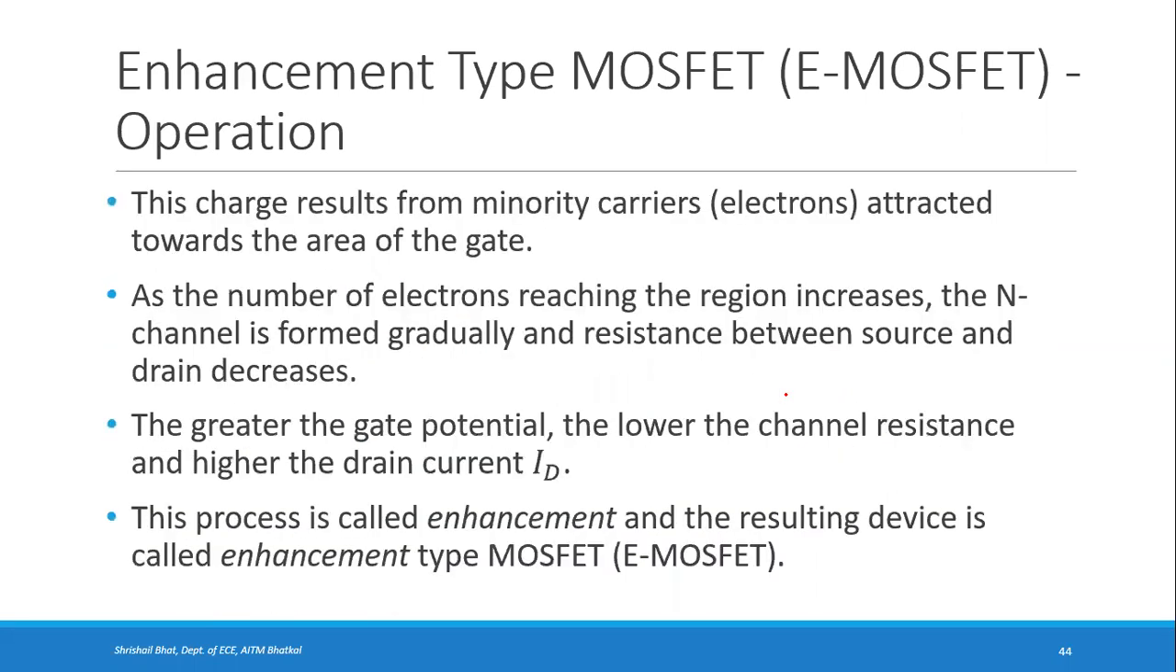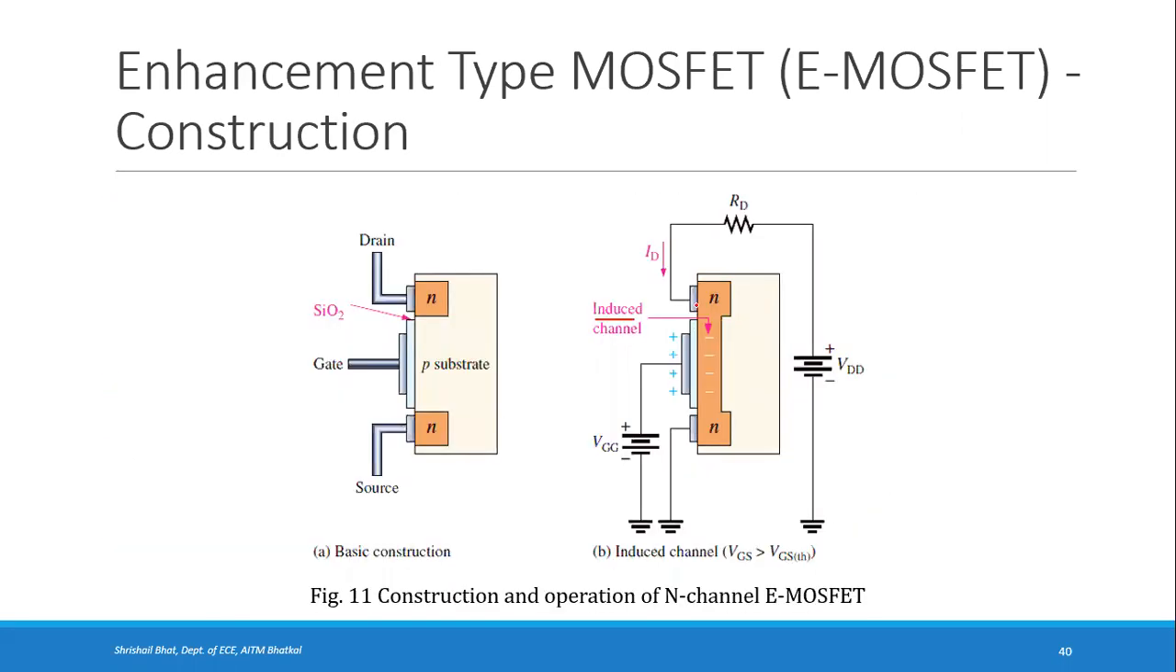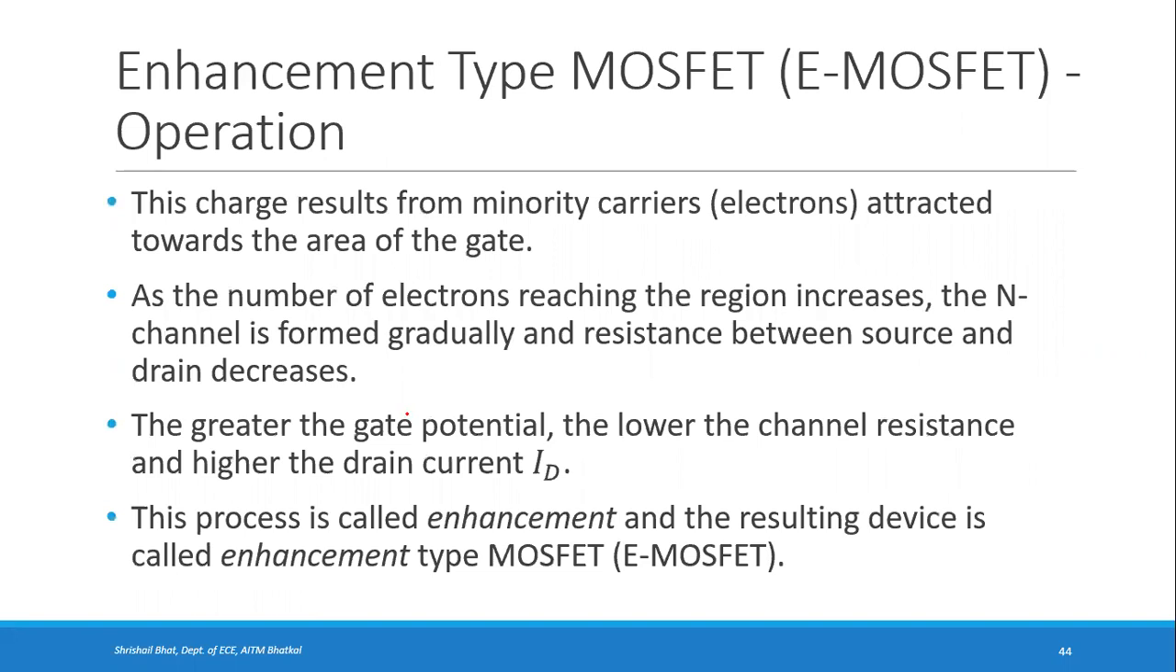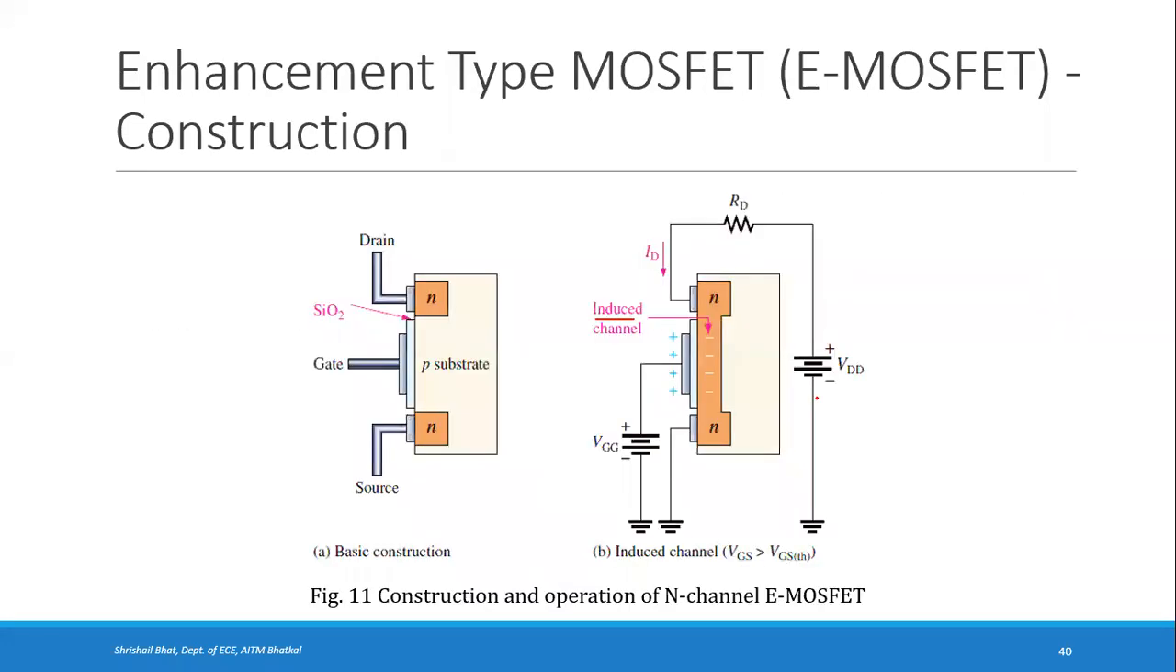As the number of electrons reaching the region increases, the N channel is formed gradually, and the resistance between the source and the drain decreases. Because of this channel, the resistance will decrease. That means there are free electrons, and finally the channel is formed. The greater the gate potential, the lower the channel resistance and the higher the drain current ID. Because of this, channel resistance will decrease and the current starts flowing.